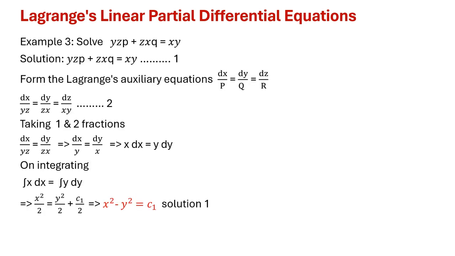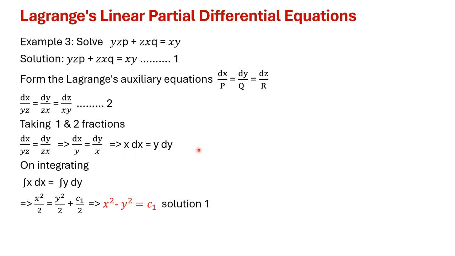Now take this example. Here we'll call this equation 1. We'll put it in the auxiliary equation format. So dx by yz is equal to dy by zx is equal to dz by xy. Now here we'll take fractions 1 and 2. Here z is there, and here also z is there. So these two will get cancelled, and we'll get this. Bring x here, bring y here, and we get this.